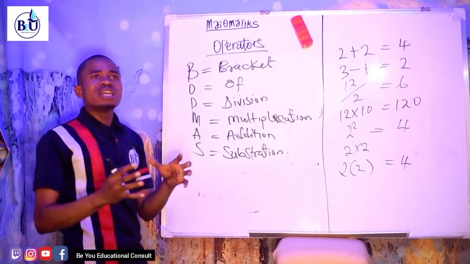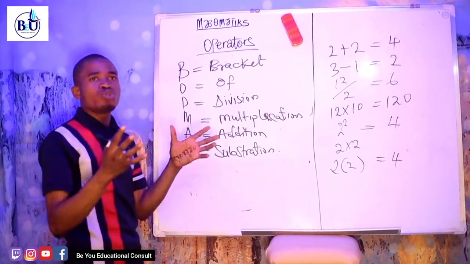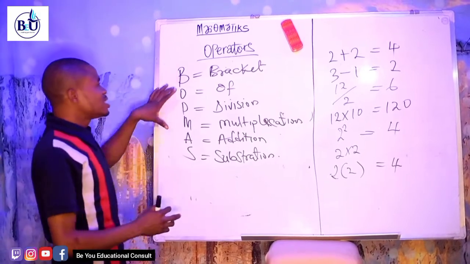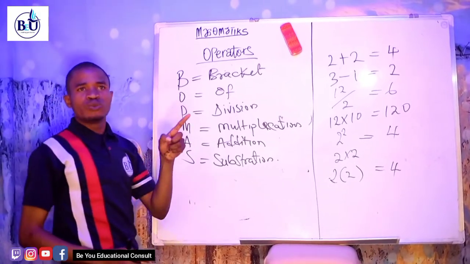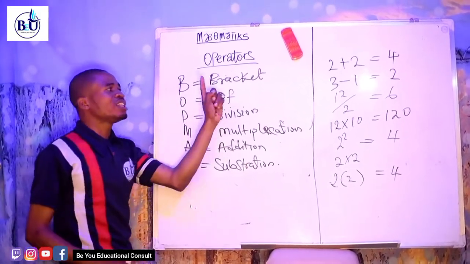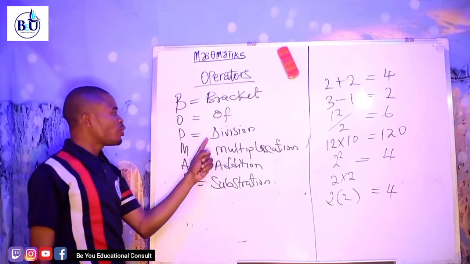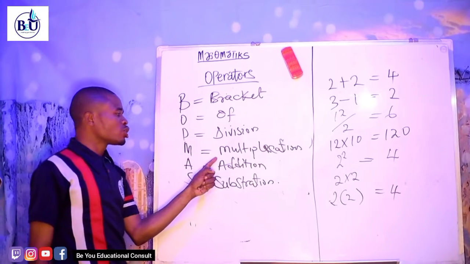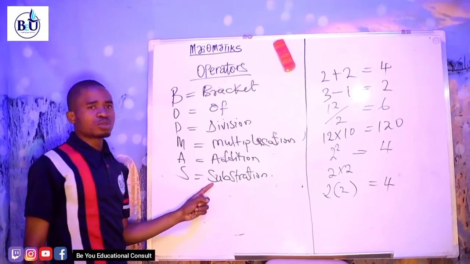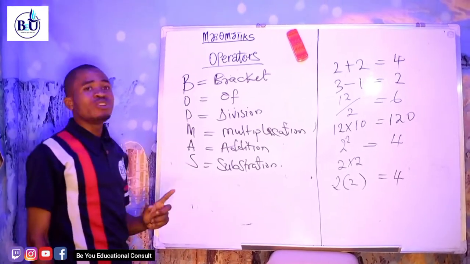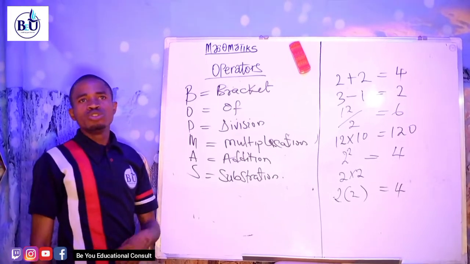So that means in any mathematical expression that has two or more operators, you look at this and consider the one to do first. The one to do first is bracket. If there is no bracket, move to the "of". Is there any "of"? Yes. If there is "of", solve the "of" before you enter the division, before you enter the multiplication, before you enter the addition and the subtraction. If you don't follow this when you are solving any mathematical expression, definitely you are doing the wrong thing.